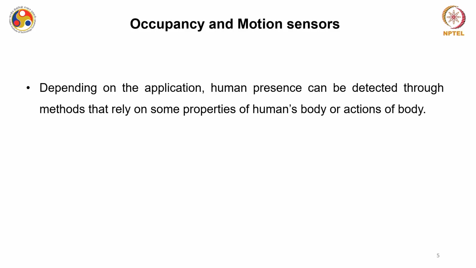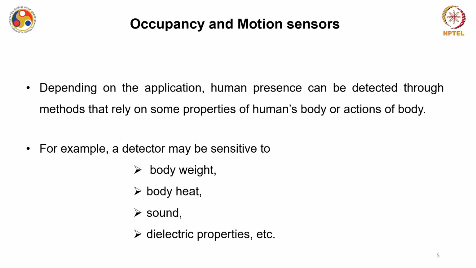Depending on the application, human presence can be detected through methods that rely on some properties of the human body or action of the body. So an occupancy sensor or motion sensor can be built which is sensitive to, say, body weight. It can be sensitive to body heat, the sound that we create, or the dielectric property of the body. If I want to make a surveillance system to detect a human, I have to use some parameters from the human body itself.